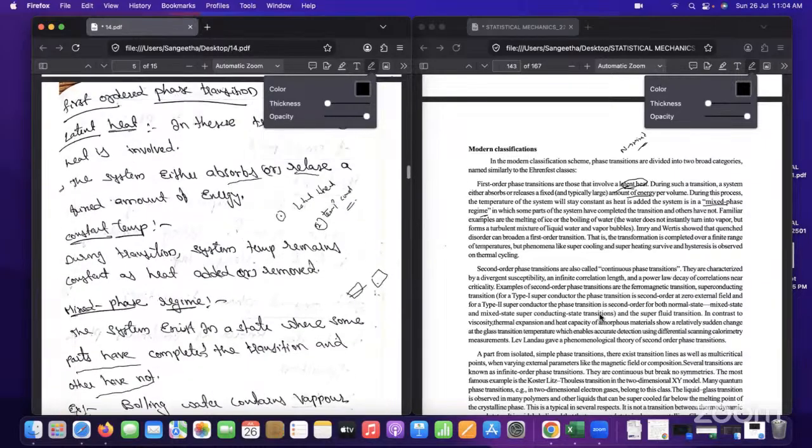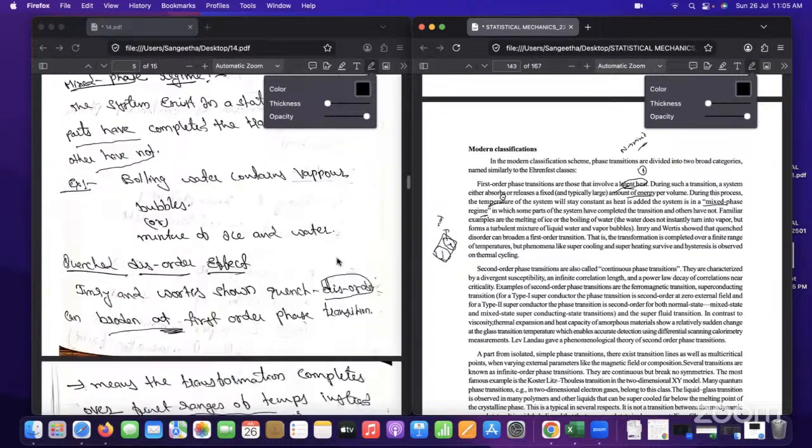So what are the things you will mention in modern classification? In modern classification, the first point is that latent heat is involved. In the first order phase transition, latent heat is involved. That is the first point. Temperature is fixed. Temperature is constant. That is the second point. What is the third point? There are some mixed phases. What is the meaning of mixed phases? Suppose at one part the transition is completed, at some other part the transition is not completed.